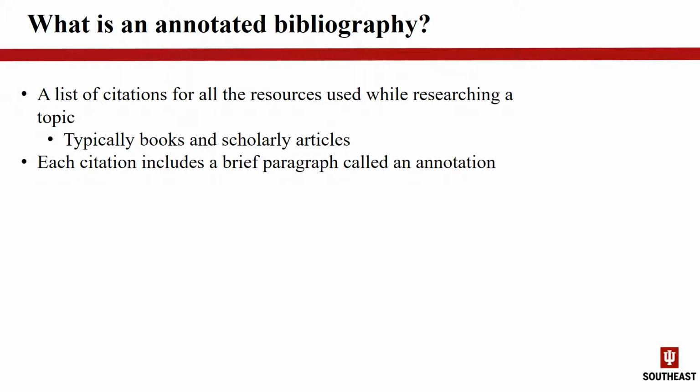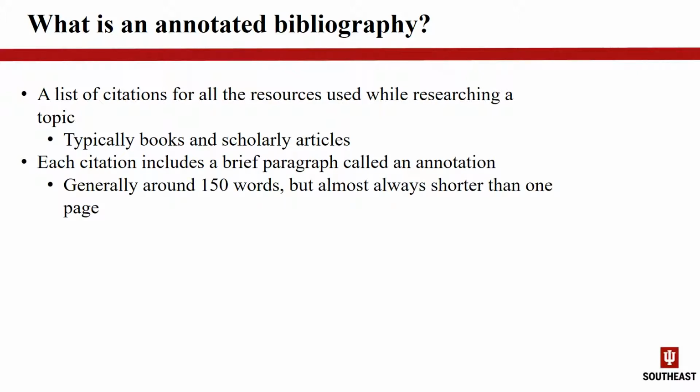In contrast to a works cited or references page, however, which is what you might be imagining based on the previous description, an annotated bibliography will also include a brief paragraph for each citation. This is called an annotation. Annotations can vary greatly in length depending on the requirements of your specific assignment, but generally they are between 50 and 150 words and are almost exclusively shorter than 1 page.